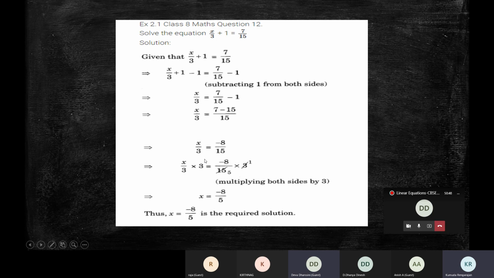So here what happens? 3 in the numerator and 3 in the denominator get cancelled. And here 3 1s are 3, 5s are 15. So minus 8 by 5. So see here, x is now all alone on the left hand side. There is nobody with x. So the value of x is equal to minus 8 by 5.